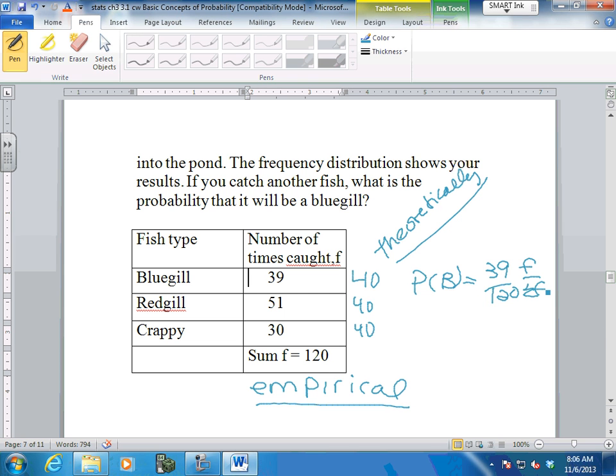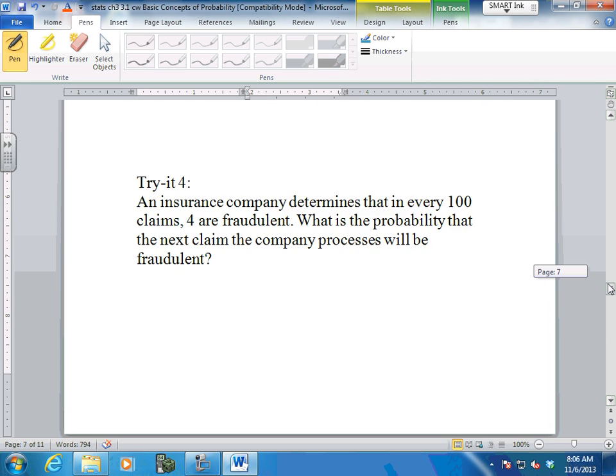Okay, so theoretically says, yeah, this should work. I should get 1/3, 1/3, 1/3, but empirically, experimentally, you're not going to get 1/3, 1/3, 1/3. It may work out that way, and it may work out that if you did this 1,000 times, you're going to get closer and closer to your 1/3, 1/3. That's called your law of large numbers.